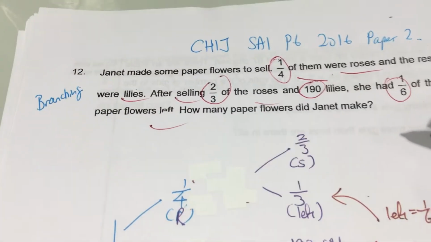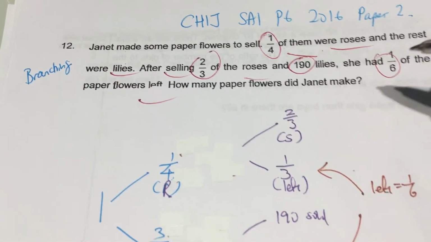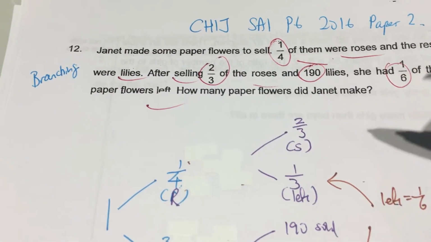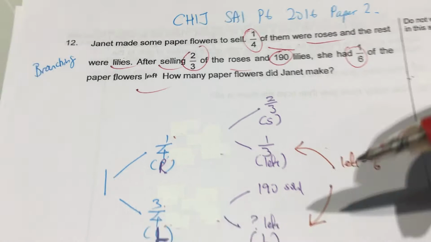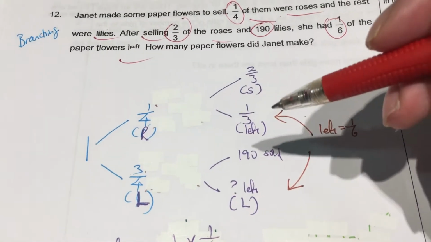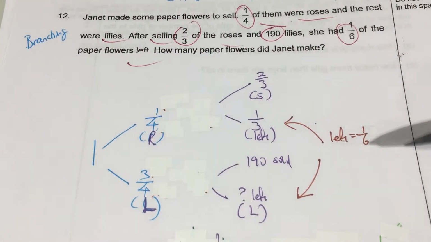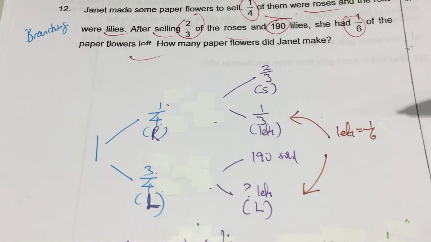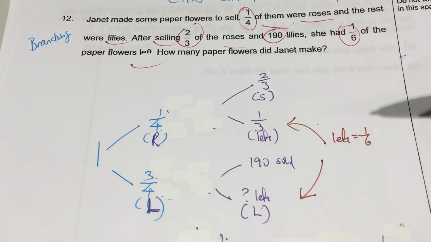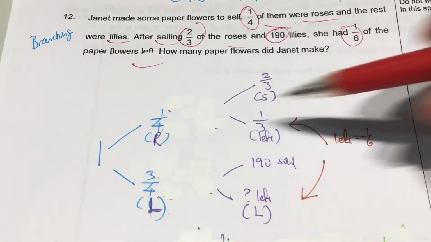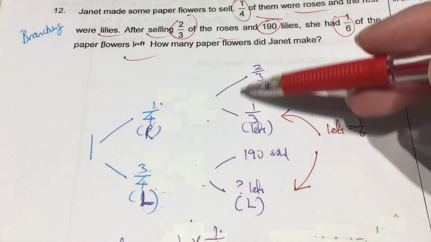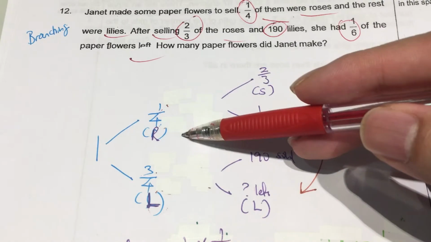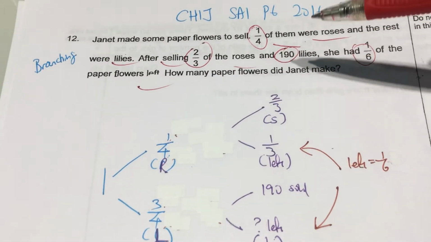So, when you see so many fractions, it's ideal to express them as a branching, like this one, to easily see. And if your child can do a branching like that, it shows that he understands the difference between the actual fraction and the fraction of the fraction. So let me go through with you.